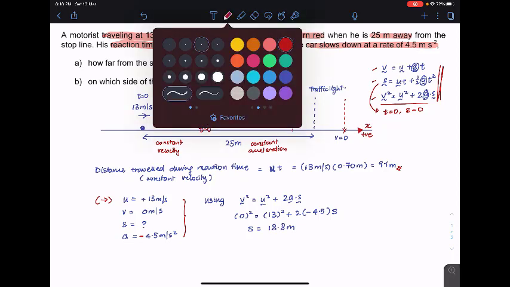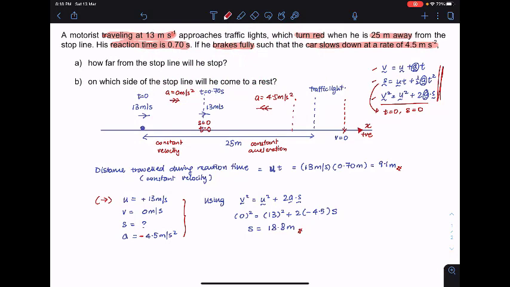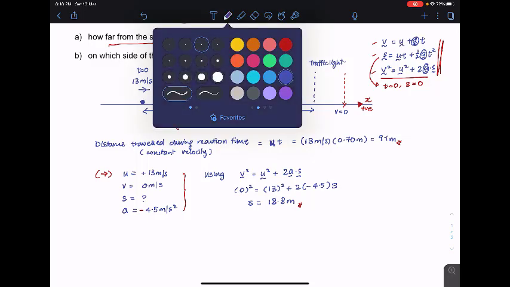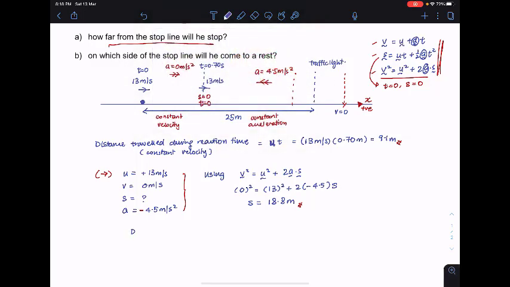So is this answering? Always double check. Have I fully answered the question? No. The question wants how far from the stop line will he stop. So the next thing we need to do is actually find out what is the total distance traveled. So the total distance traveled is distance traveled in the first part of the journey, which is 9.1 meter, and this is for distance traveled in the second part of journey.